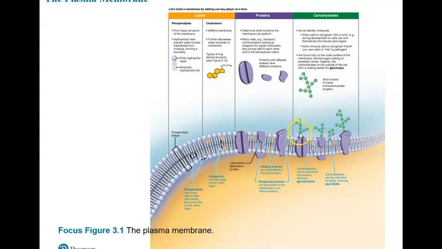And then there are also these carbohydrates, which form the glycocalyx. These can attach to either lipids, as shown here, or to the proteins. These glycocalyx mainly serve as identity markers, so it allows the cells to recognize each other. For example, it allows the immune cells to recognize cells from within the body so that they don't attack them. It also helps to sort things by allowing certain tissue cells to aggregate together.